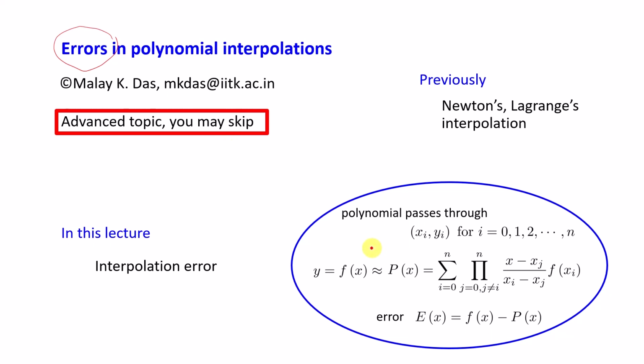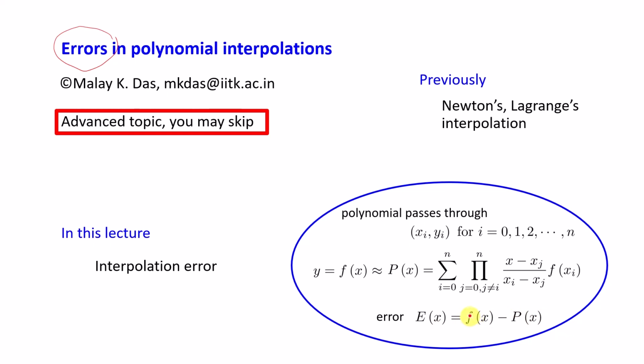What we mean by interpolation error is as follows. Let us say I have a function y equals f(x) and I approximate this function as a polynomial p(x). This is the Lagrange polynomial. It is going through the points (xi, yi), i equals 0 to n, these n plus 1 points. Since I know this function y equals f(x) and I have fitted this polynomial, I should be able to calculate e(x), which is f(x) minus p(x), and this difference is the error.